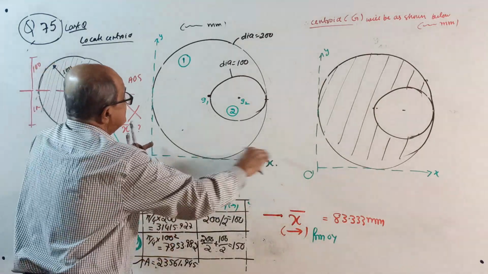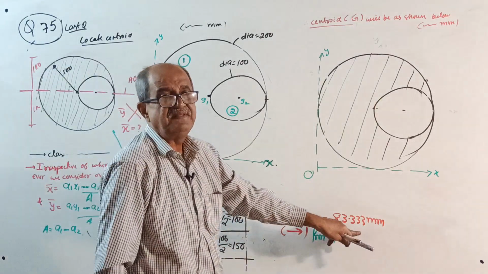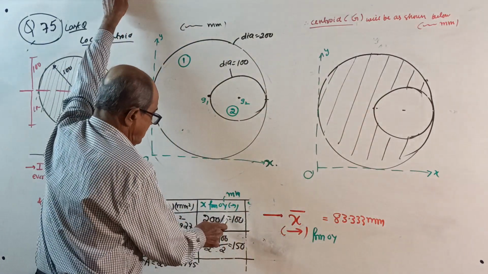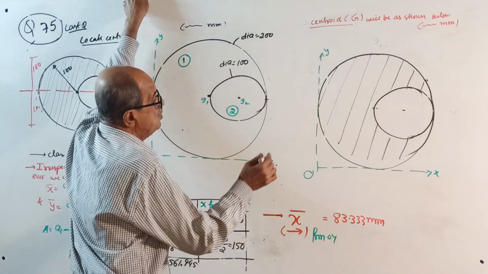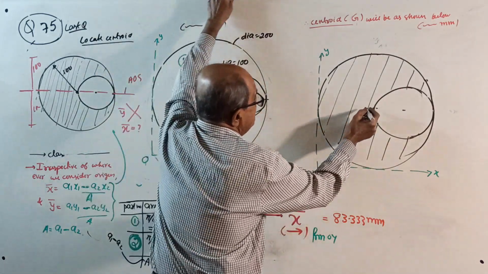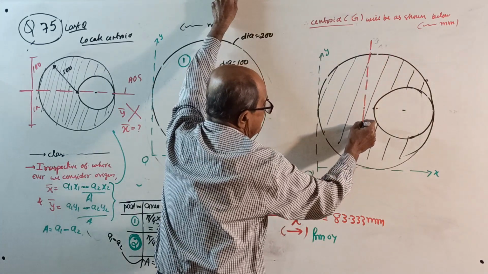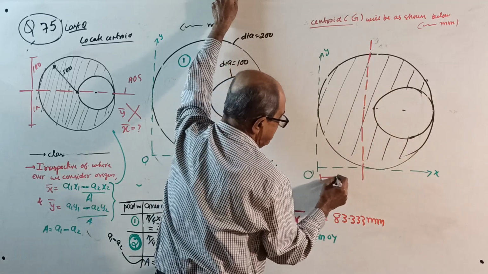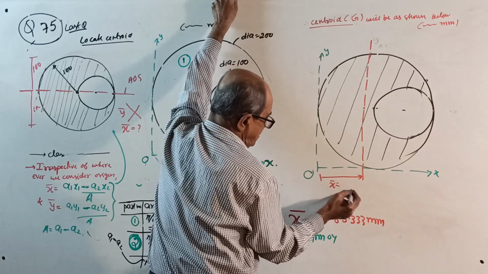So, x from OY, x bar will come 83.333, that is A1 x1 minus A2 x2 by total area. From here to here is 100. 83 point something means somewhere here. This is your x bar. Very simple. If you shift this side, x bar, you got 83.333.